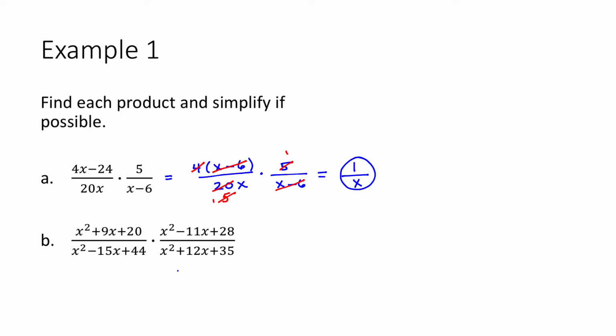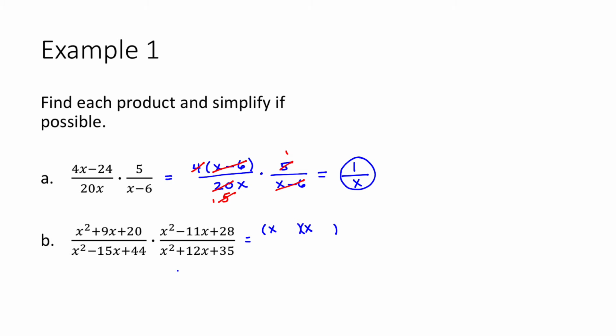Now let's take a look at part B. This looks a little more complicated. But I'm going to just look at each polynomial individually. So don't look at the whole thing and get overwhelmed with it. Just look at the first trinomial. We have x squared plus 9x plus 20. And we know that that can factor into two binomials. Or we hope it does anyway.